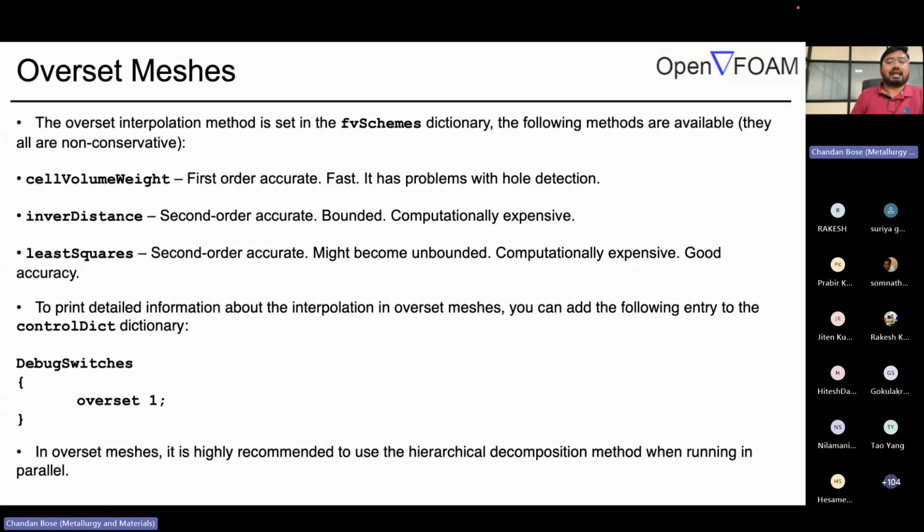All right. And if you want to get detailed information about interpolation and everything, you can use a debug switch in the controlDict, and you have to make overset as 1. So it will give you detailed information about your calculations in your log file.